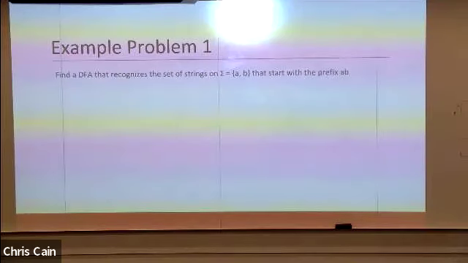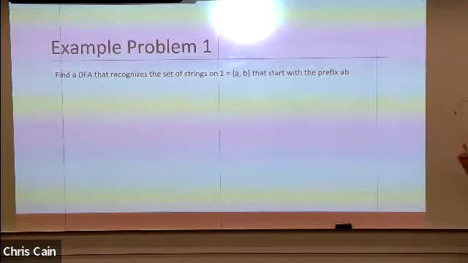Okay. Find a DFA recognizing the set of strings on our alphabet AB that start with the prefix AB. One thing about a DFA, every possible transition needs to be defined. So if you have a particular state, you need an outgoing edge from that state on an A and on a B for every state.